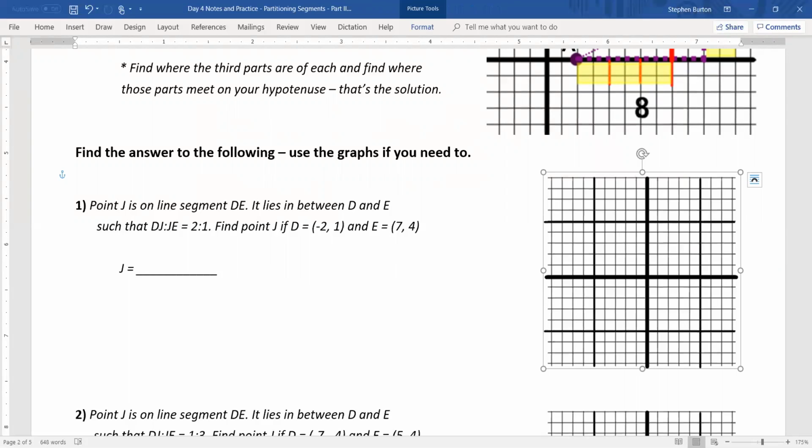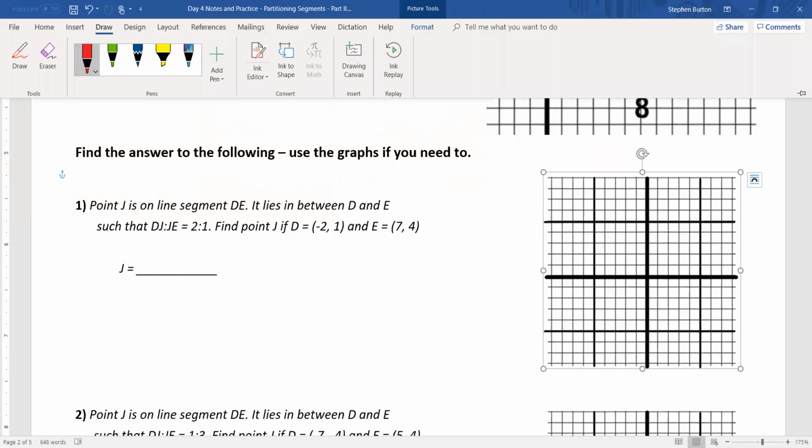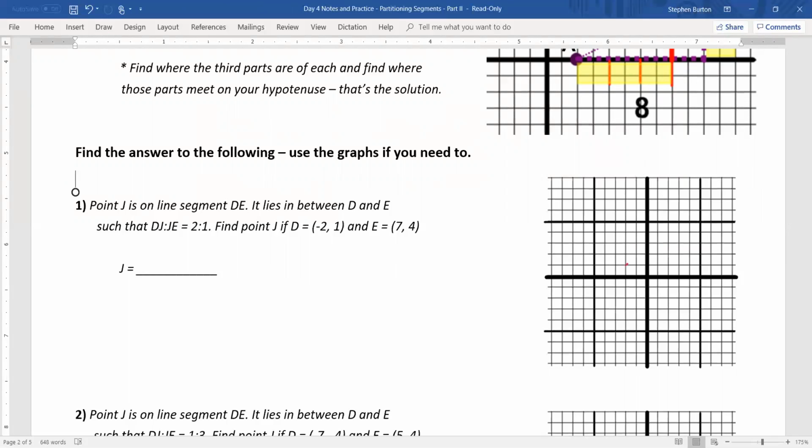Why won't it let me draw on this? -2, 1 right there. Okay, so there's D. Point D is right there. And then E is 7, 4. So 7 over, 1, 2, 3, 4, 5, 6, 7, and up 1, 2, 3, 4. Okay, so we're going to draw this line.